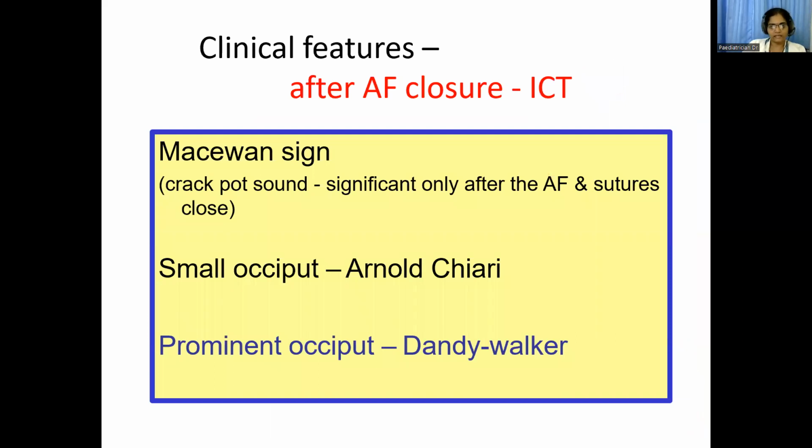Clinical features, again continuing. Another one after the closure of the anterior fontanelle is the McEwen sign, that is the cracked pot sound. It is significant only after the anterior fontanelle and the sutures close. A small occiput you can see in Arnold-Chiari malformation. A prominent occiput you see in Dandy Walker malformation. So this is one of the clinical signs that you can elicit in the occiput.